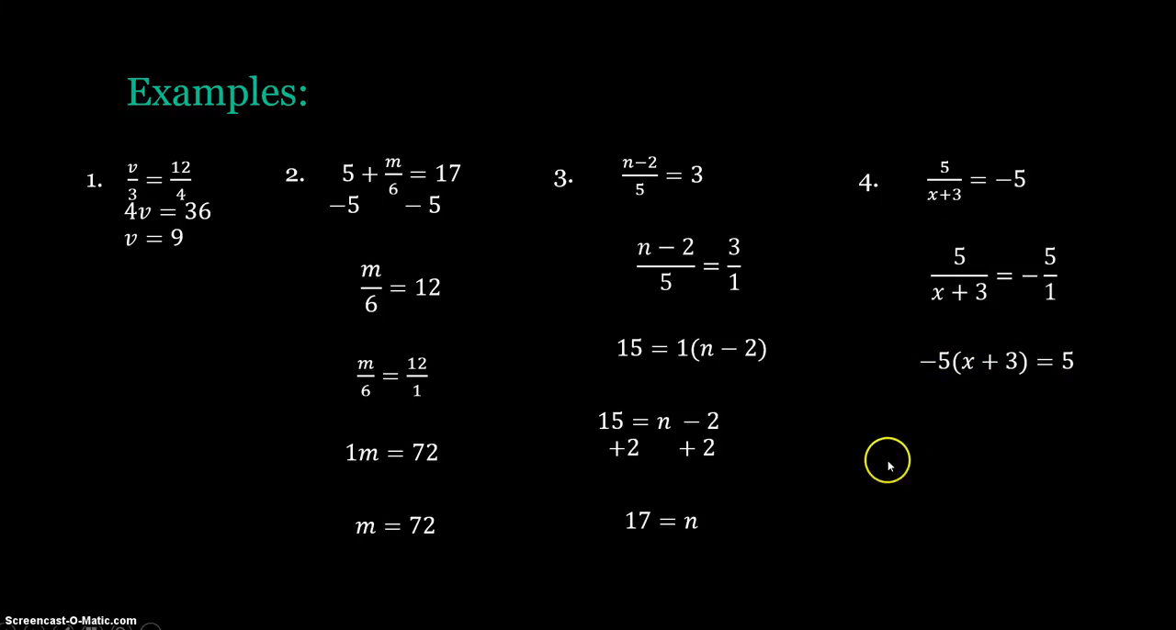So we distribute that negative 5, and when we do that, we get negative 5x, and then negative 5 times 3 is negative 15, is equal to 5. Now we've got a two-step equation, so we add 15 to both sides, and we get negative 5x equals 20. Divide by negative 5, and we get x equals negative 4.